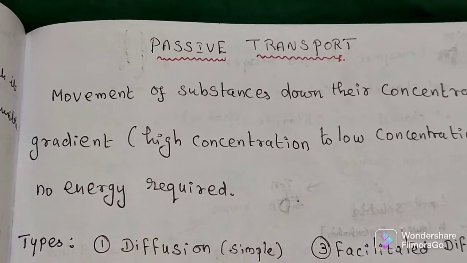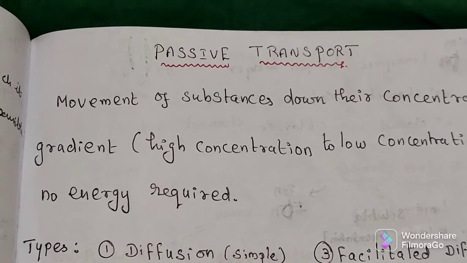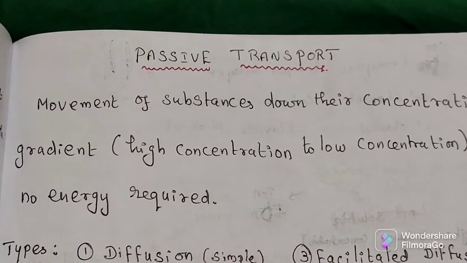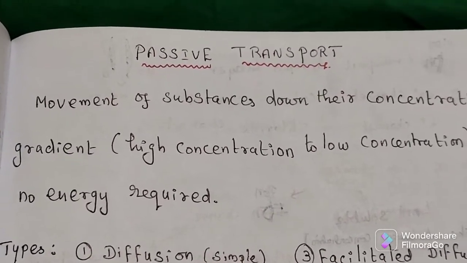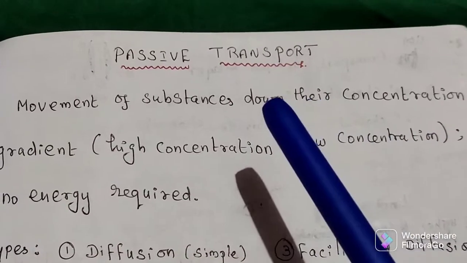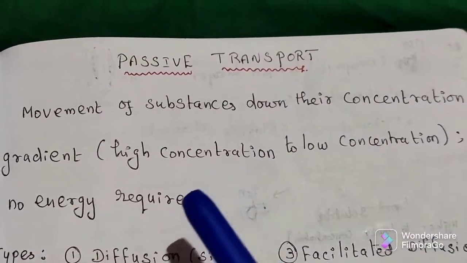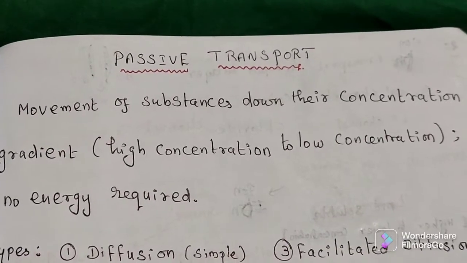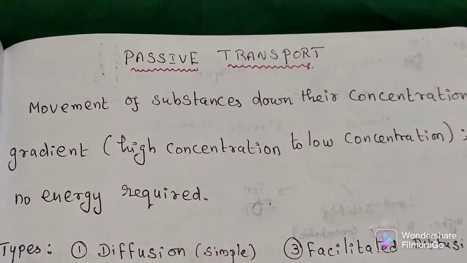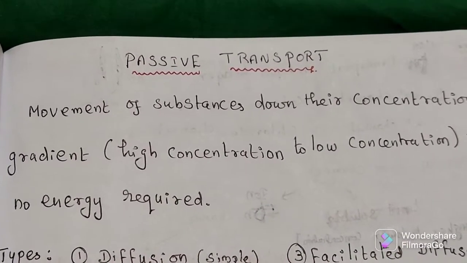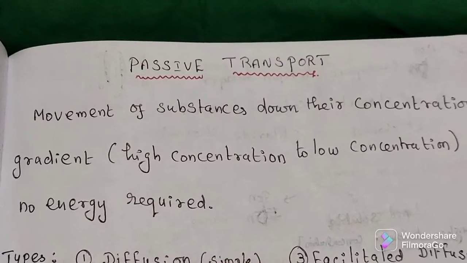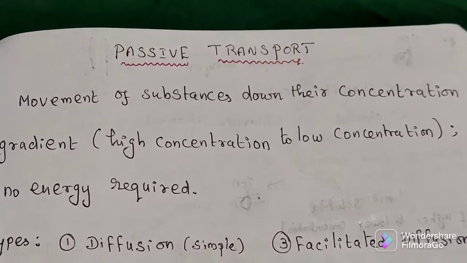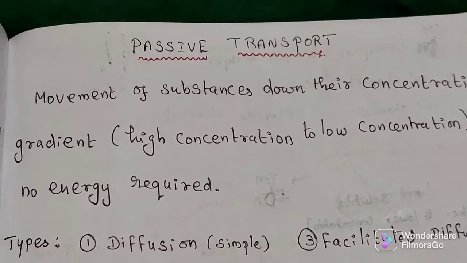What is the meaning of passive transport? Transport of molecules across the membrane down the concentration gradient. What is the meaning of down the concentration gradient? From higher concentration to lower concentration. In this method, energy is not required. So, what is passive transport? Movement of substance down the concentration gradient. In this method, energy is not required.